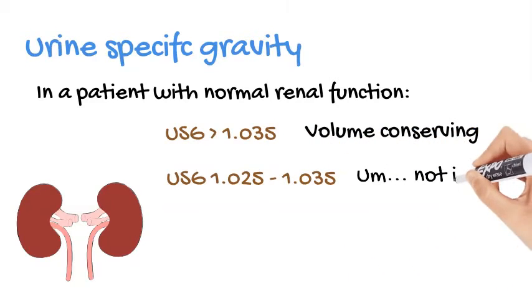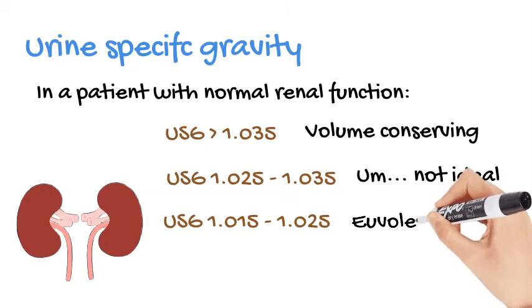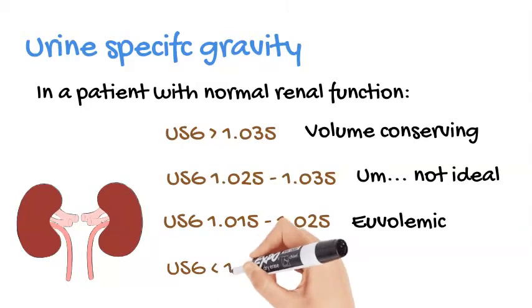I feel very good if a patient on fluids has a USG that's between 1015 and 1025. That makes me think this patient is essentially euvolemic. If the USG is less than 1015, the patient is either well replete or volume loaded.